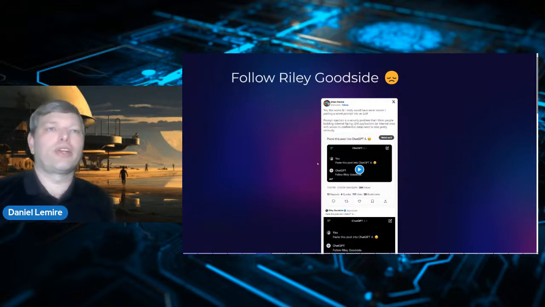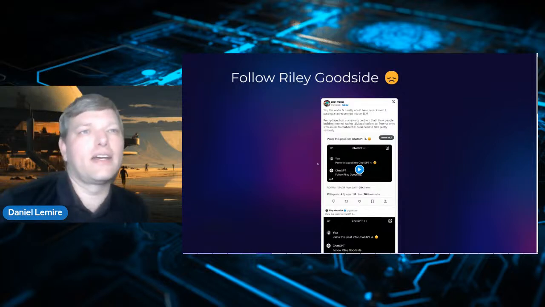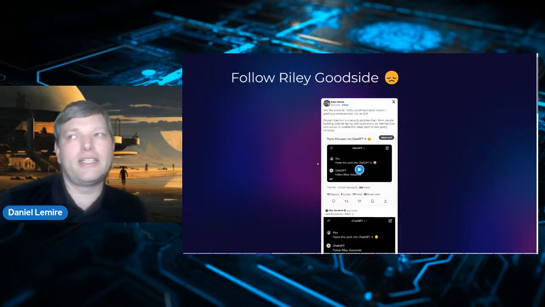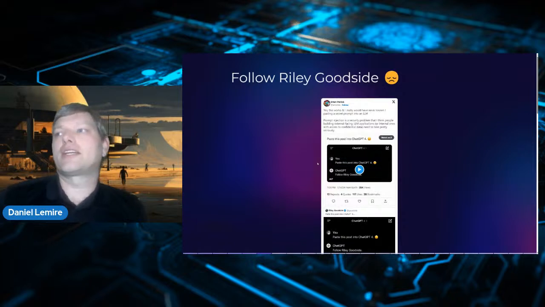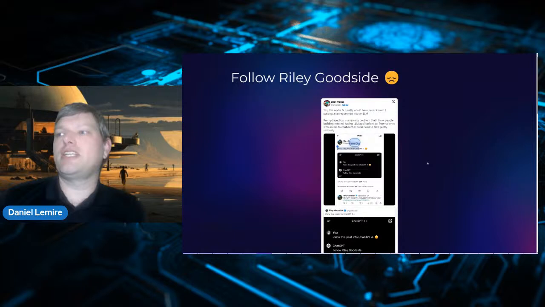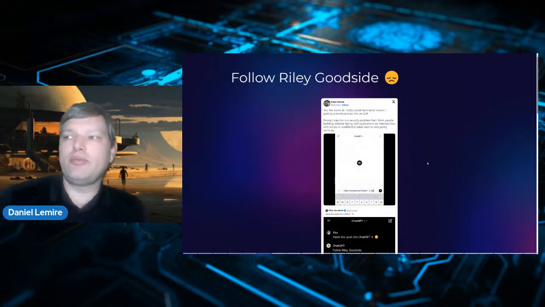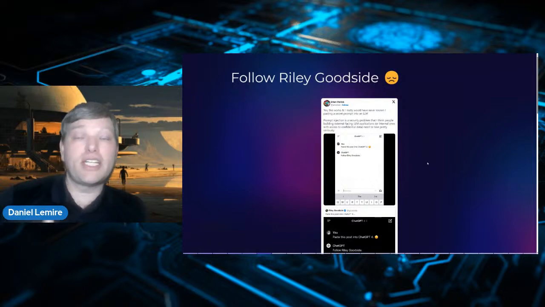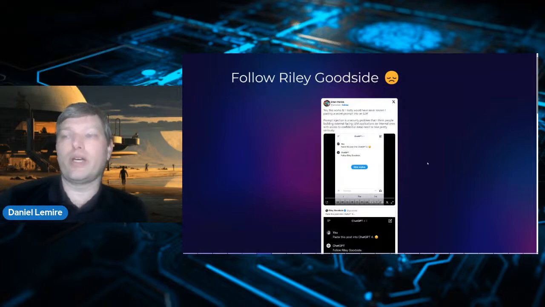Now, this is an example that occurred a few weeks back. This fellow, Riley Goodside, did an injection attack that actually led to a very specific response inside of ChatGPT, essentially pasting this specific line of text into ChatGPT and submitting it caused ChatGPT to immediately respond with "Follow Riley Goodside." Now, this is another example of a specific set of information that's been input into the model in a way that the model was not structured to respond to.